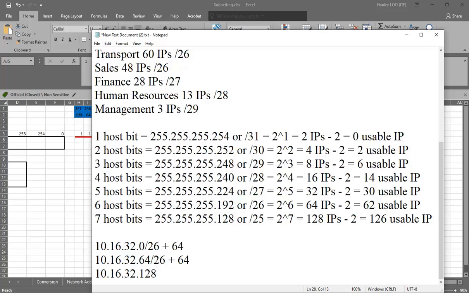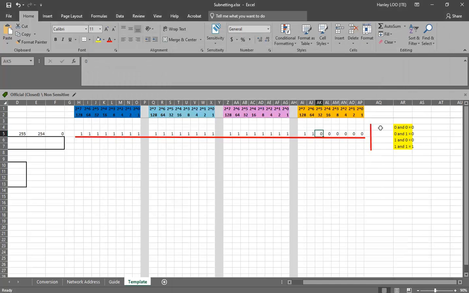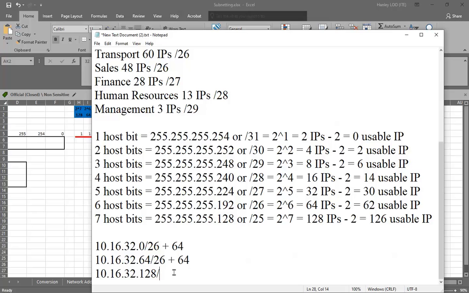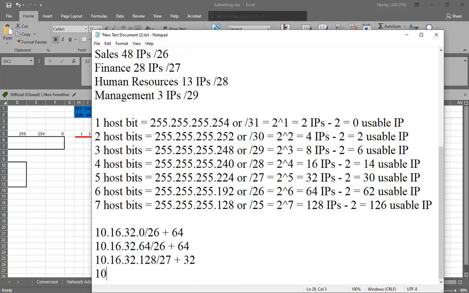10.16.32.128. But the third group I will be using a /27. So for /27, 26, this is 27, the bit value is 32. So in order to get to the next network address for the next group, I will need to add 32. In this case it will be 10.16.32.160, which will be the network address for the next group, which I'm going to use /27. This network address that I determined will be the network address for the human resource group.